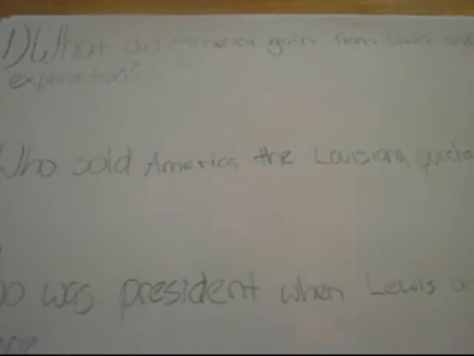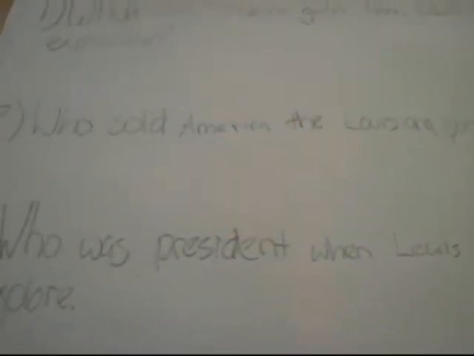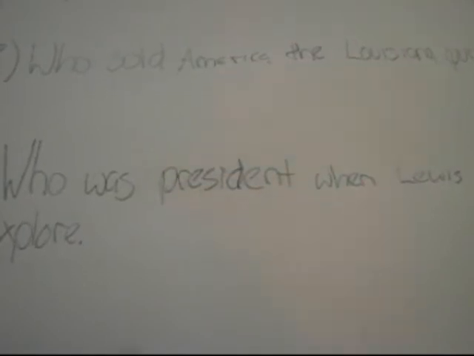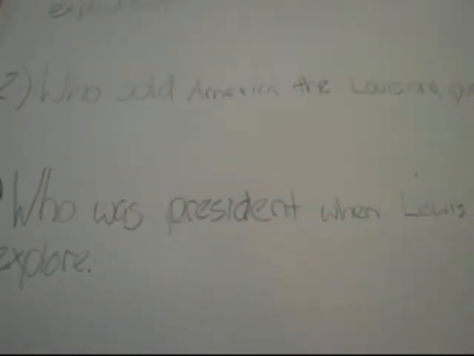The hint for number 1 would be, well, one of them was maps, so that's one of them. The guy's name who sold America, his name began with the N. And for number 3, he was one of the early presidents. Those are the hints.